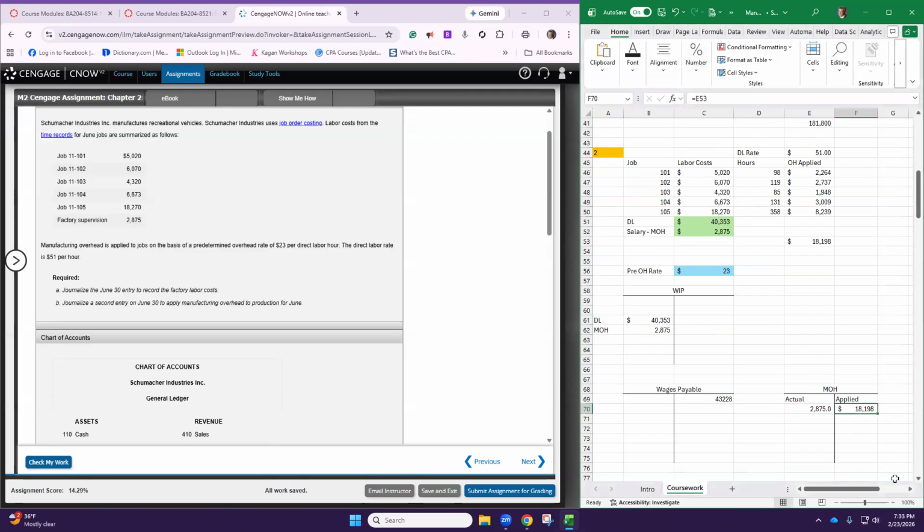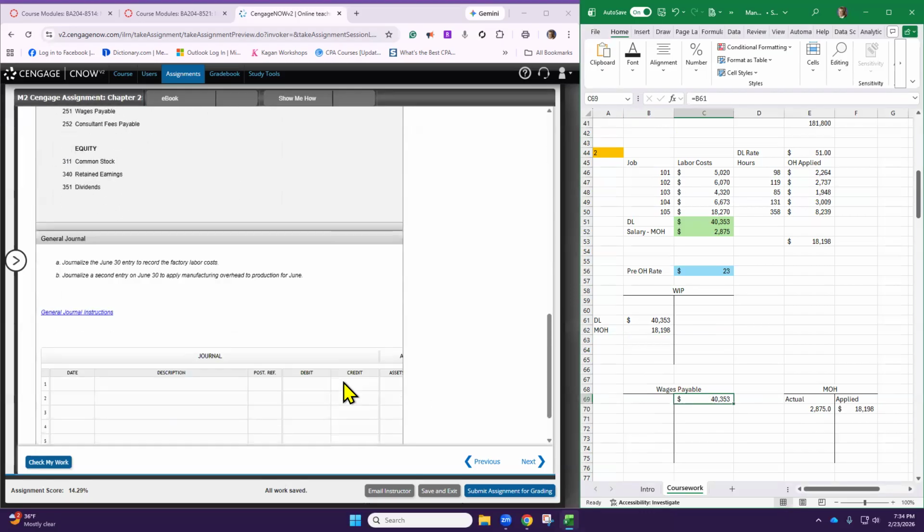Okay, and then the applied amount is all of this added up. Okay, and then this gets applied. So the wages payable, I think I'm confused again. Let's go back to the direct labor. Direct labor has to debit work in process for $40,353. Manufacturing overhead is going to go into WIP for $28.75. Okay, let me take this out. Okay, all right, this is the applied. Yep. So applied is $18,198. Okay, but the actual we would put to, okay, and then wages payable would be both of these.